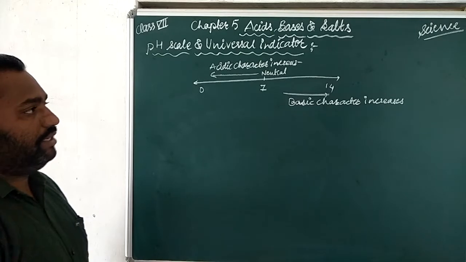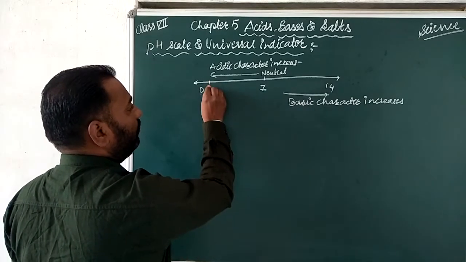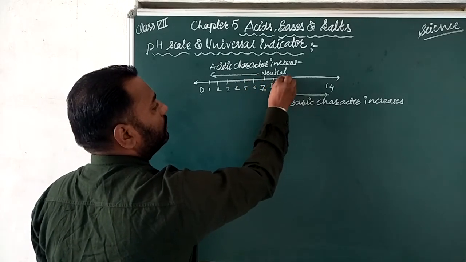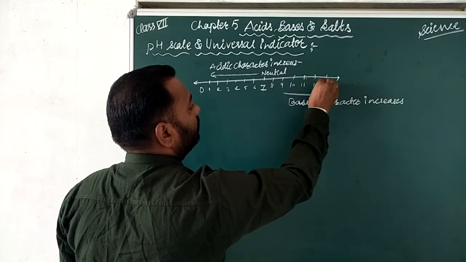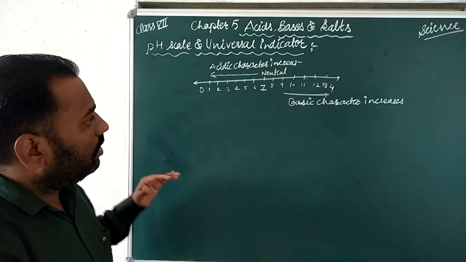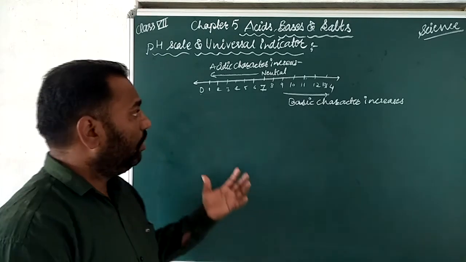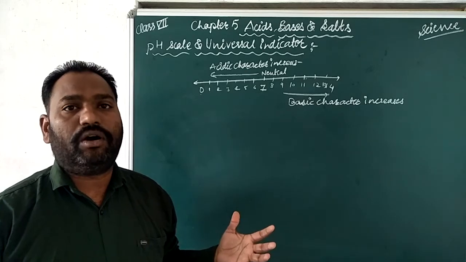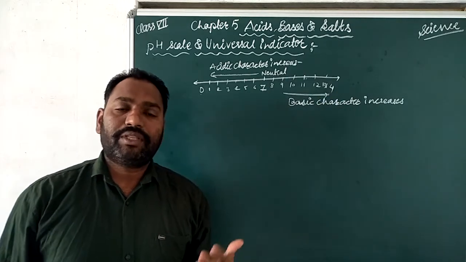So from this pH scale, you have to identify. You should see here 0 to 7 and 7 to 14. In between are 1, 2, 3, 4, 5, and 6, then 8, 9, 10, 11, 12, and 13. So this 0 to 14 is a parameter to show how much acid strength and how much base strength any substance has. When we go from 7 to 0, the acidic character or acidic properties increase, and when we go from 7 to 14, the basic character increases.